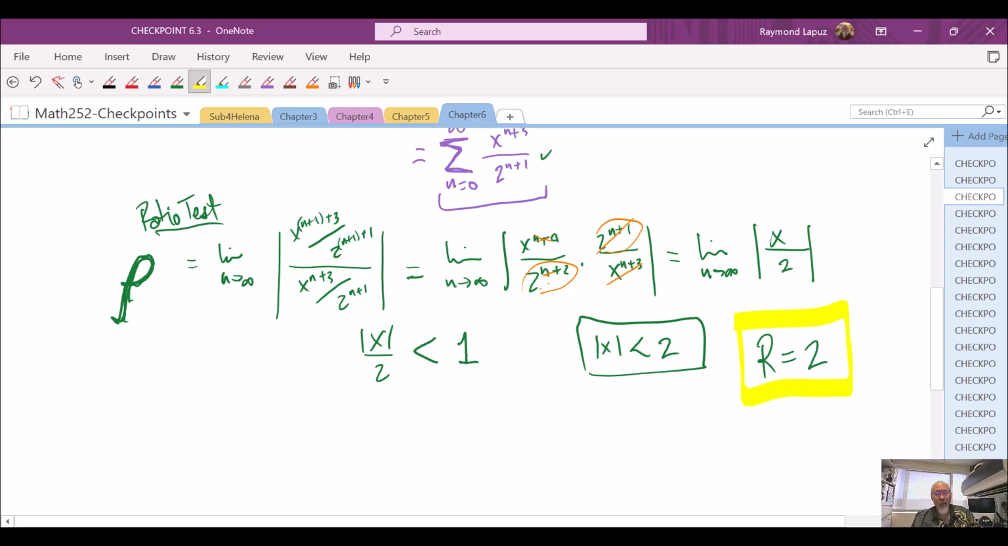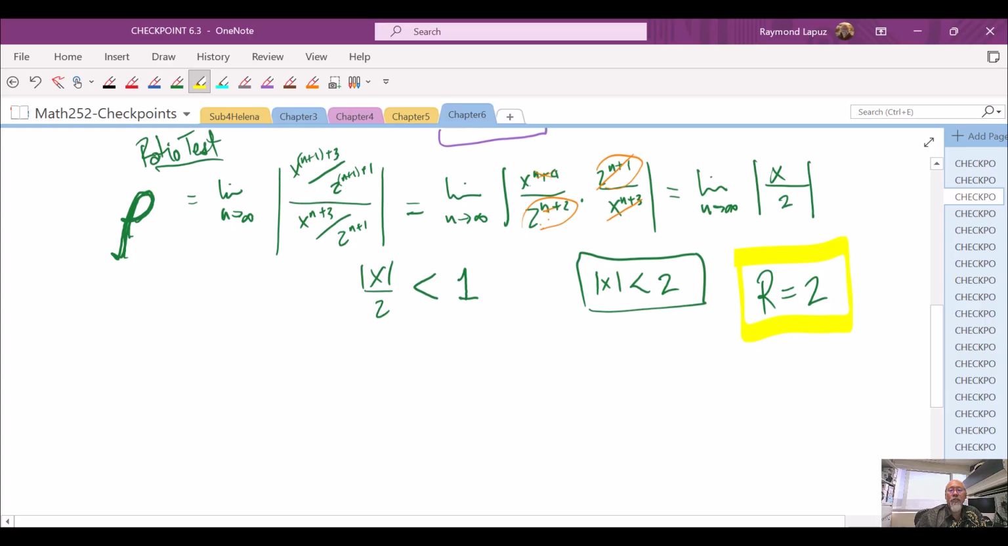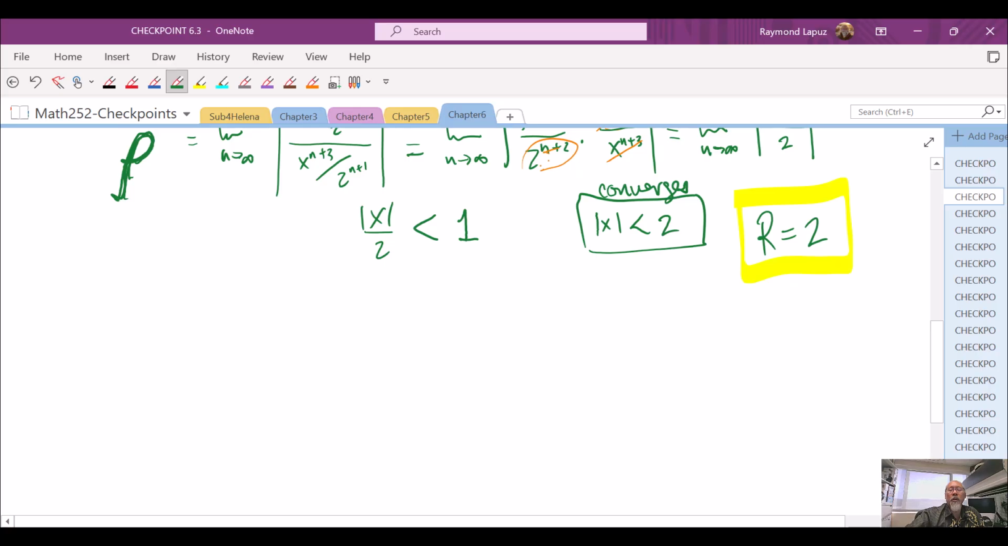Okay, now that we know that, we have to check the endpoints for a radius of convergence. We know it converges here. We know it's going to diverge for bigger than this. Let's make a note over here. Diverges for absolute value of x bigger than 2. Now we don't know what happens exactly at 2, so we have a couple of points to check out. We want to check out what happens when x is equal to -2 and x is equal to +2.